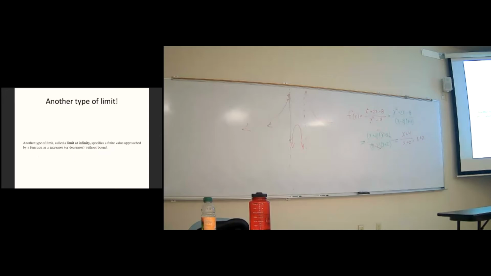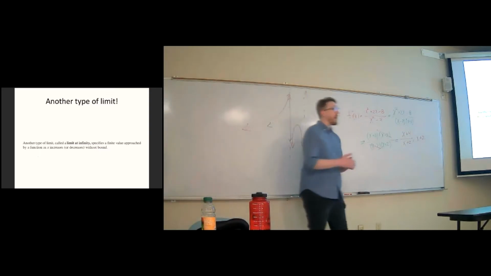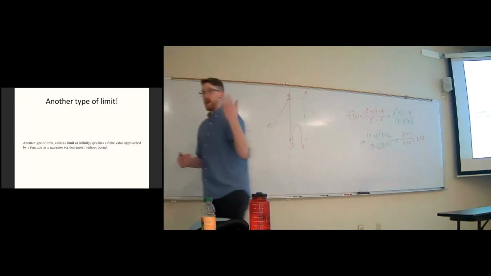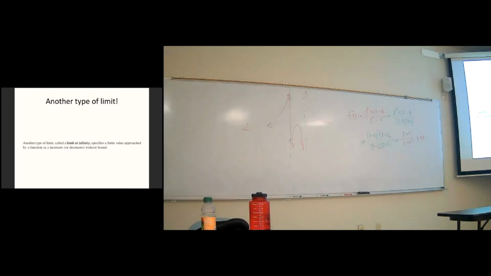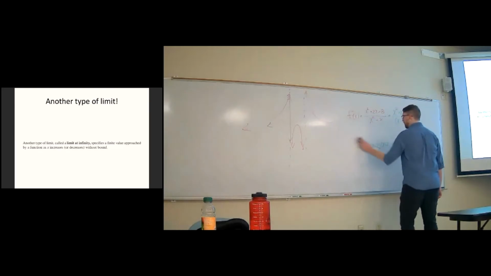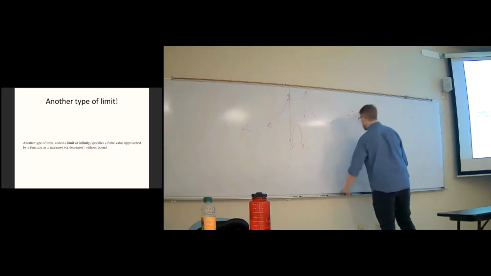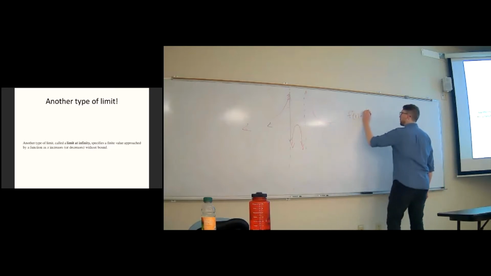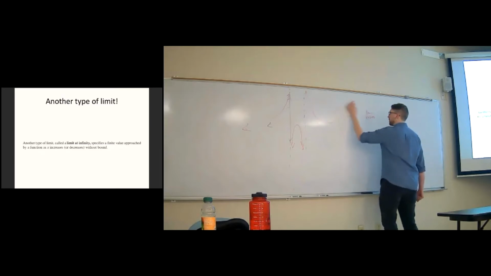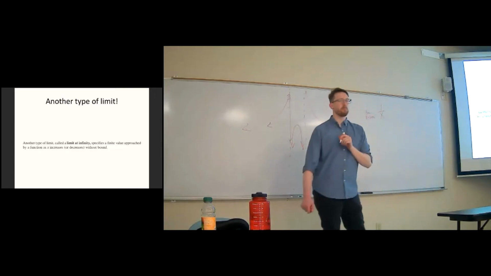So, another type of limit, something that we haven't really quite talked about yet. What happens if we actually want to go to infinity or to negative infinity? Let's take, for example, the limit as x goes to infinity of 1 over x. What is that equal to?